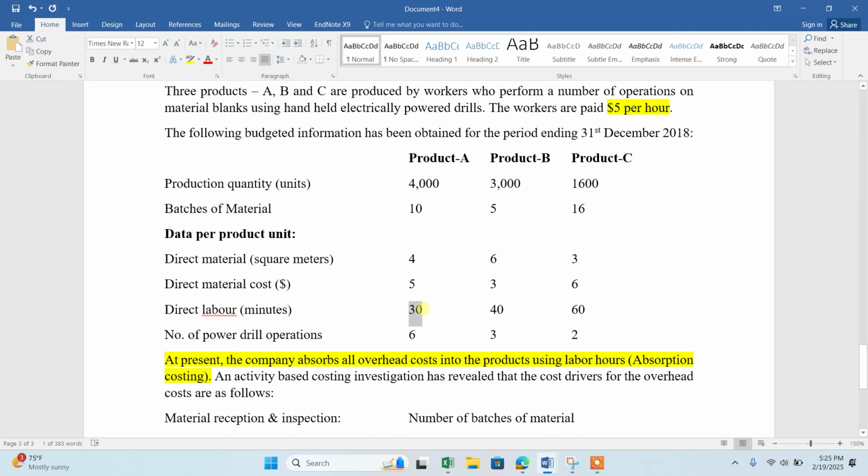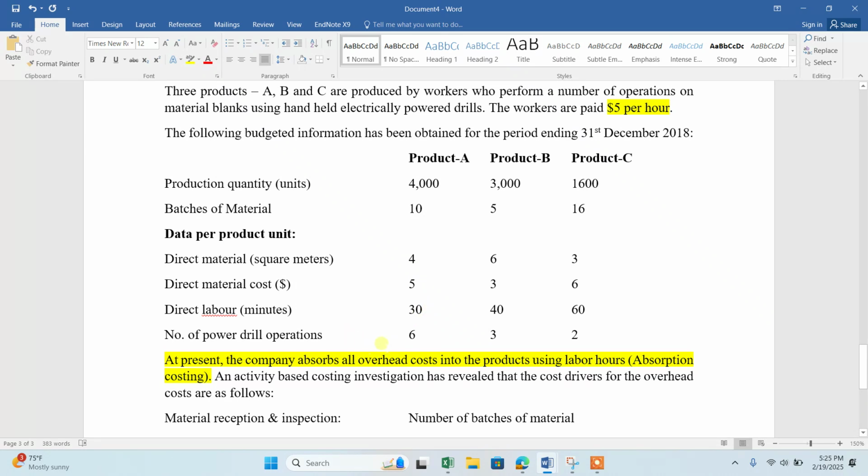So we need to convert this into hours, because we are paying $5 for 1 hour. So we need to convert this. We can say that this is a half hour. If you divide 30 by 60, you will get the answer, half an hour.